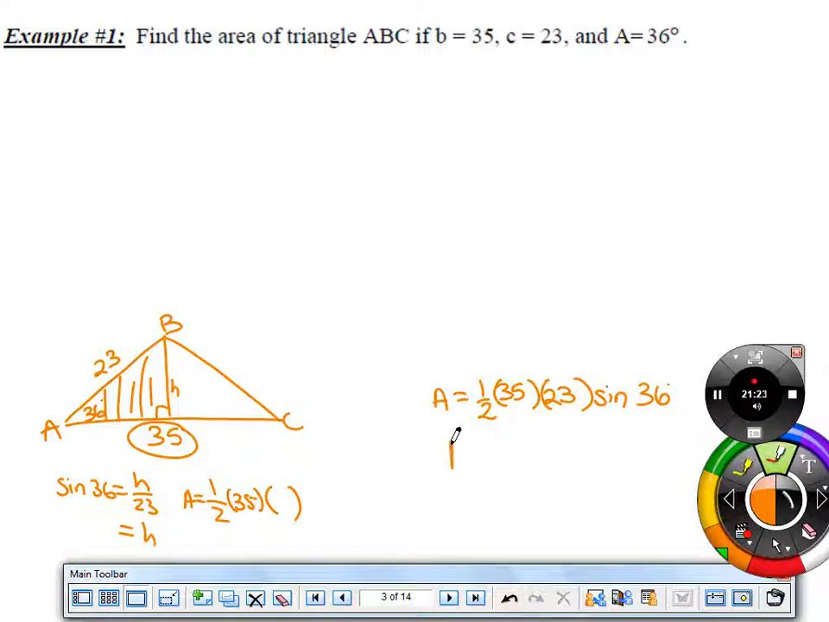What did you guys get as the area? Some sort of unit squared, I don't know. Okay? All right for the area?